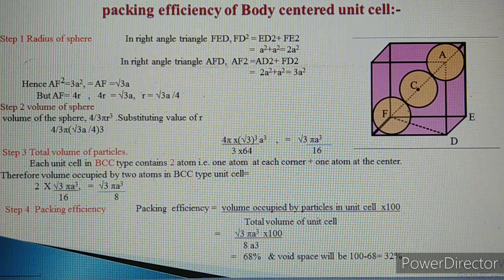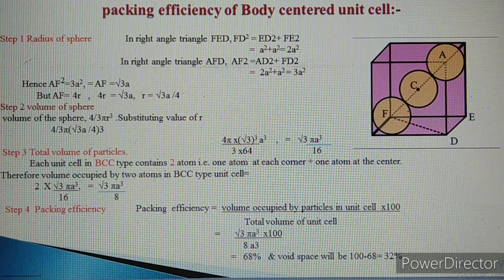If we multiply and divide, we will get the total volume of spheres or total volume of particles as under root 3 pi a cube upon 8. May I repeat? The total volume of spheres or particles in BCC type will be under root 3 pi a cube divided by 8. Step 4.